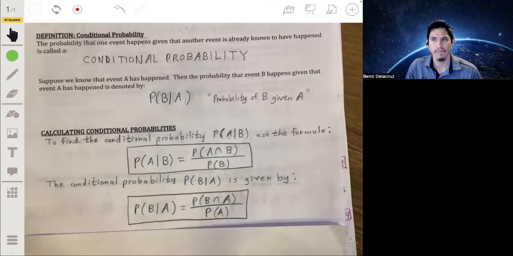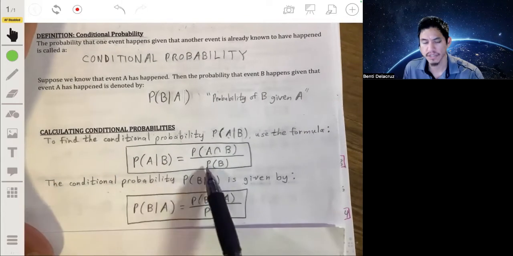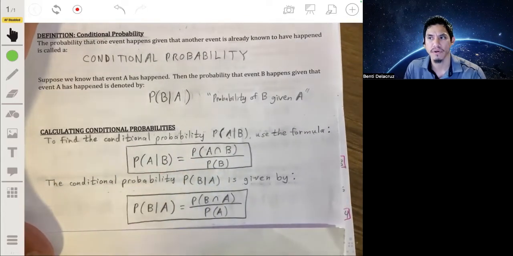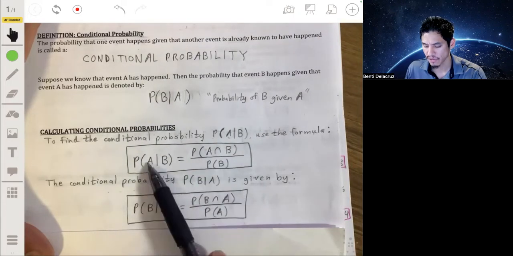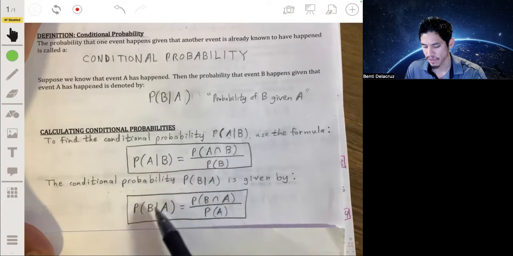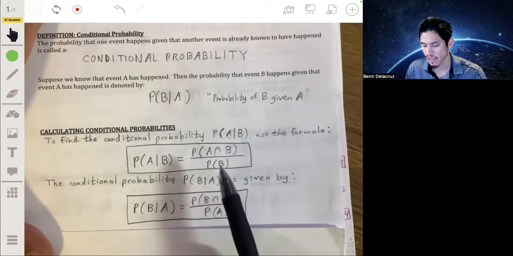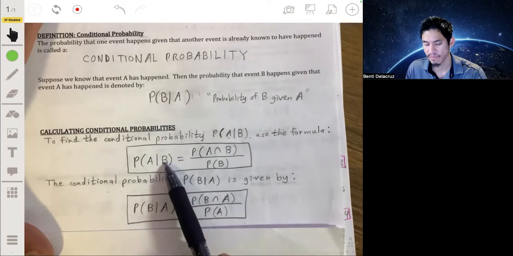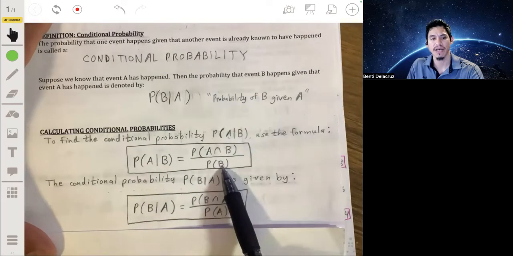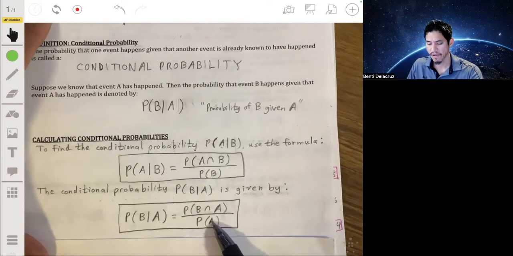It doesn't really change much, but it's helpful to see them both ways, especially when you first start learning this. You want to understand this part of it. On top you have the probability of both events occurring. It doesn't matter whether you have A and B or B and A, it's the same thing. They're both going to be equal probabilities on top. But on the bottom, we divide by the probability of the given event. We're given that event B has occurred here, so we divide by event B. And here we're given that event A has occurred, so we divide by event A.